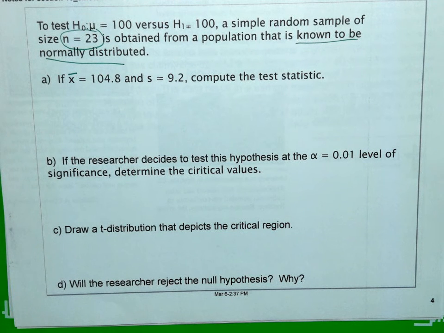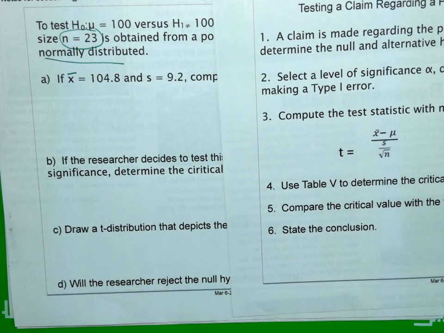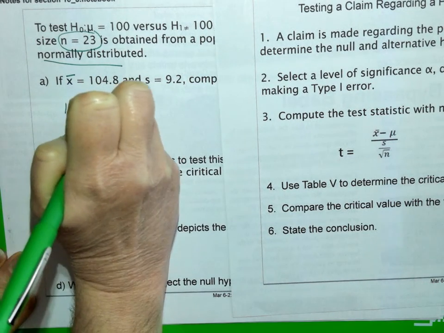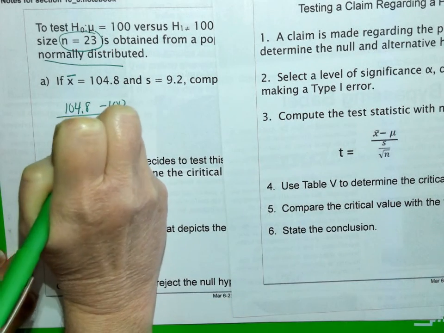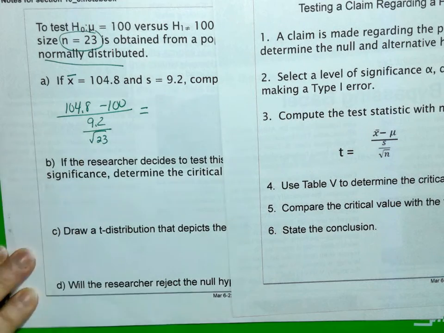Formula for T. X bar minus mu. So 104.8 minus 100 over S, 9.2 over the square root of 23. Please calculate.